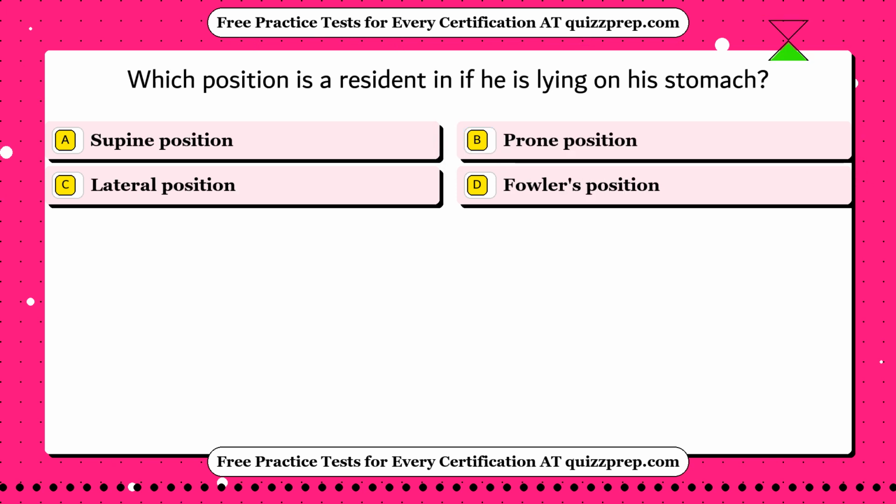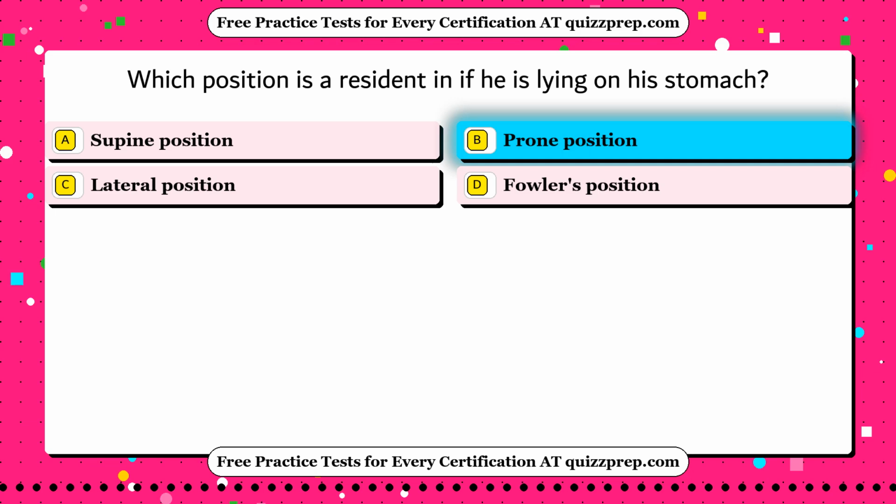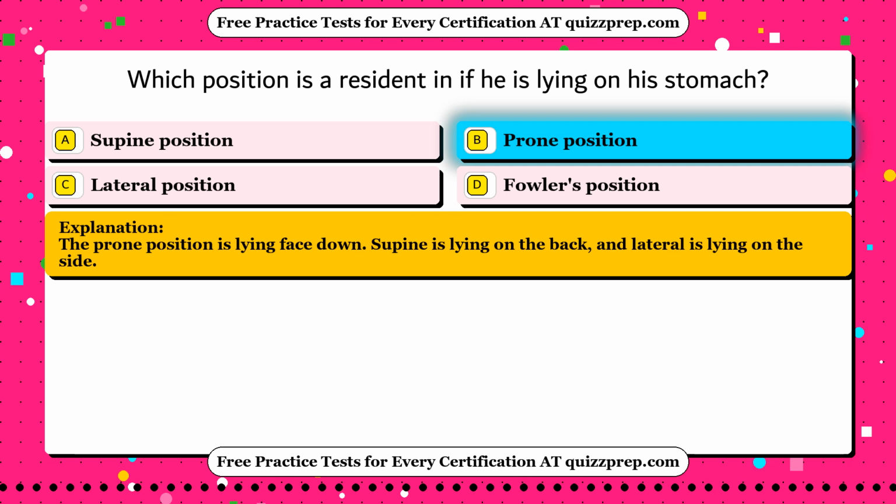Question 100. Which position is a resident in if he is lying on his stomach? Option A. Supine position. Option B. Prone position. Option C. Lateral position. Option D. Fowler's position. The correct answer is option B. Prone position. The prone position is lying face down, supine is lying on the back, and lateral is lying on the side.